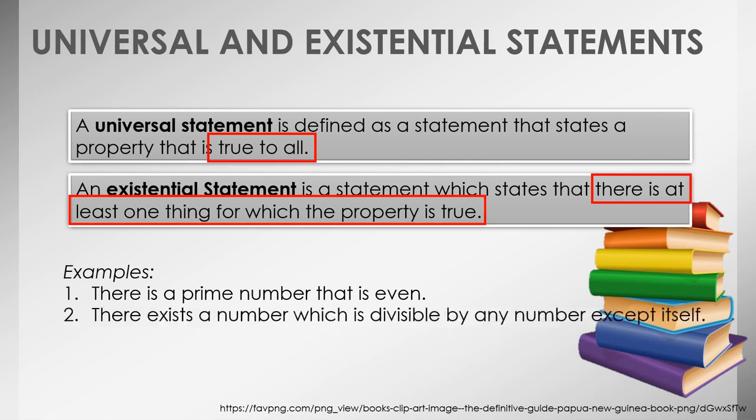Second, there exists a number which is divisible by any number except itself. This is again an existential statement, for the property only applies to 0. 0 is divisible by any number except itself, for when we divide 0 by 0, the result is indeterminate.